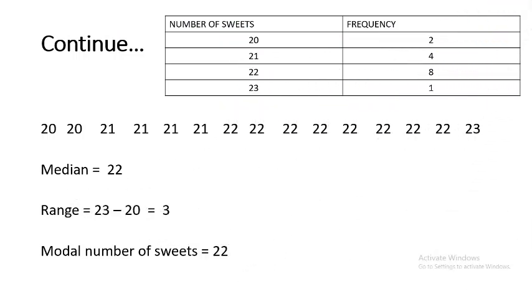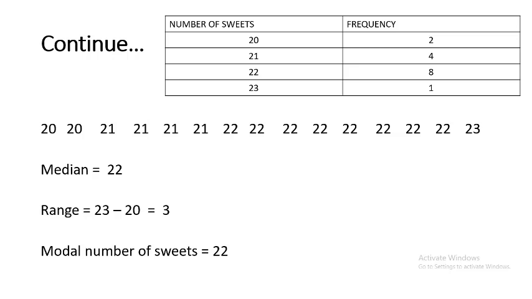Now let us continue. We have to find the median. Remember, for us to find the median, we need to arrange the given data in order. It can either be ascending or descending order, it doesn't matter. After arranging the data in order, you are going to identify the middle number.